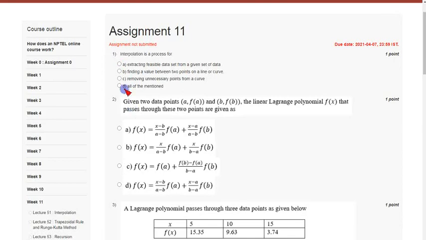So coming to the first question, interpolation is a process for. So what is interpolation? Interpolation is a process for finding a value between 2 points on a line or a curve. So option B is the correct answer for the first question.